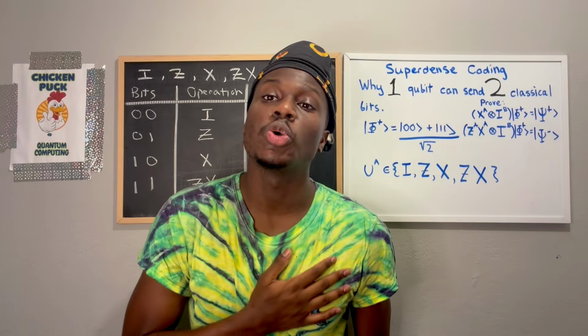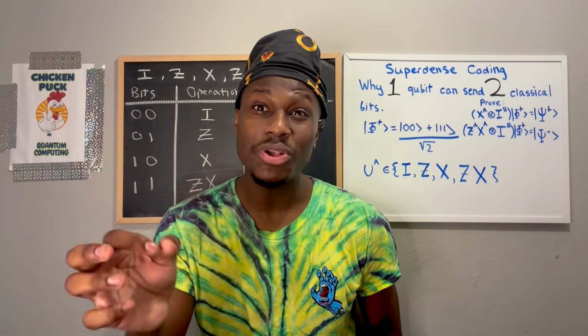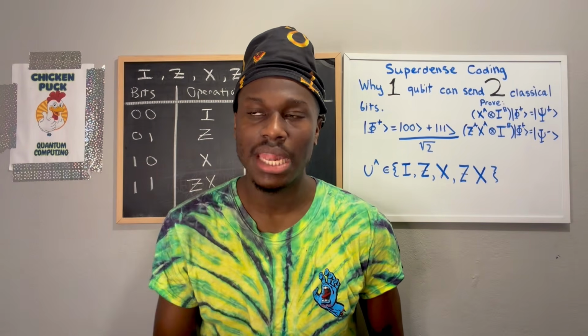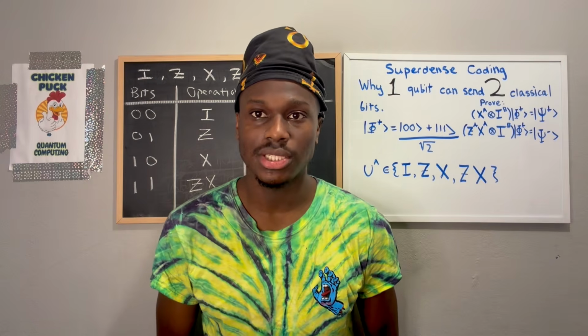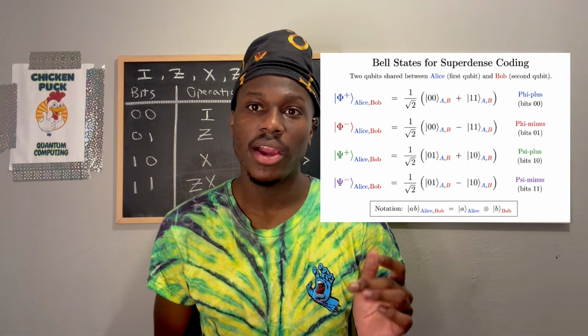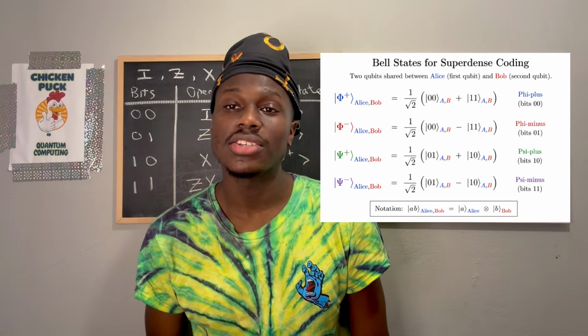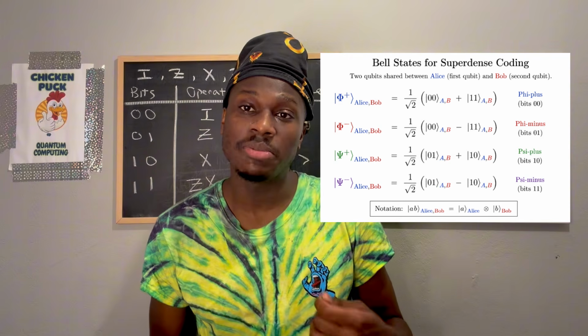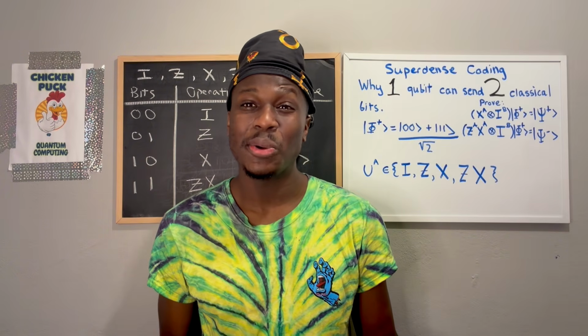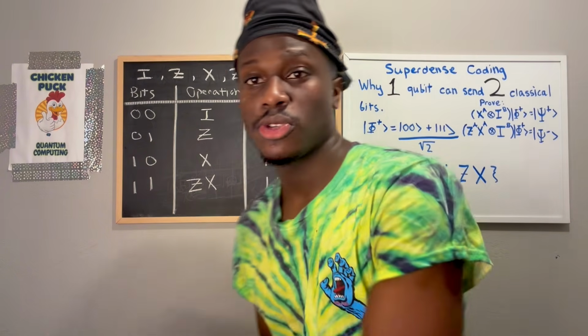Today we're going to be looking at superdense coding, which is one of the clearest examples of how entanglement can be used for quantum communication. If Alice and Bob share an entangled pair beforehand, Alice can communicate two classical bits while physically transmitting only one qubit. So how is this possible? It comes down to the codebook.